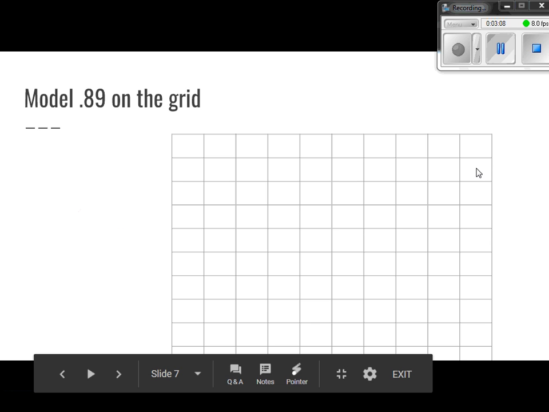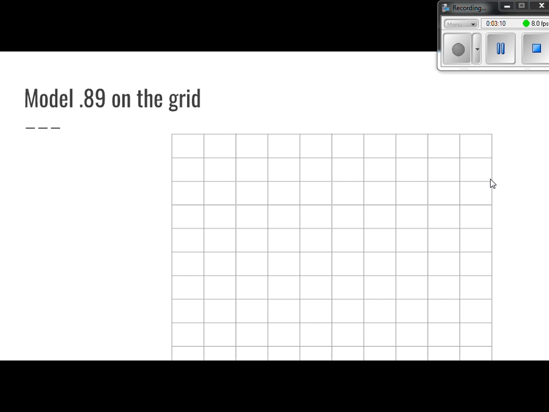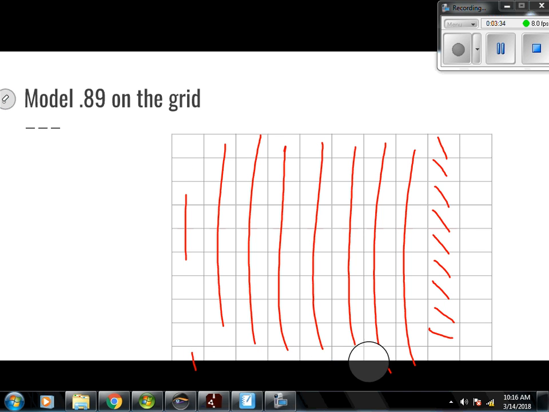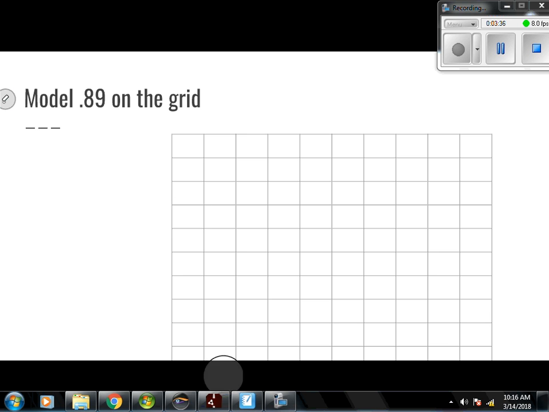So if we're going to model on this hundredths grid, 89 hundredths. Okay, so I would shade in 8 columns, and 9 of one column. 1, 2, 3, 4, 5, 6, 7, 8, 9. Okay, that would be modeling 89 hundredths, or 89 pieces out of 100.